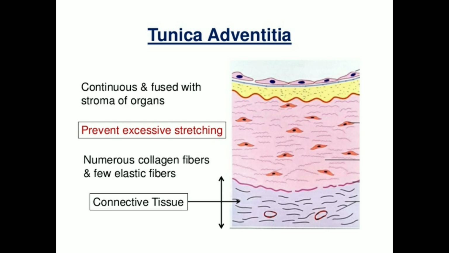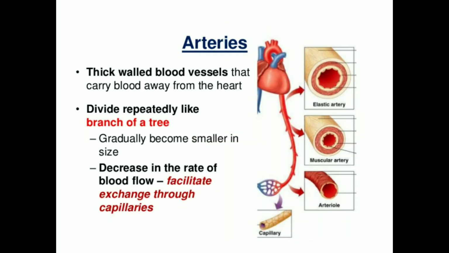Okay. Next, the outermost layer you are looking at is called the tunica adventitia. The tunica adventitia consists of numerous collagen fibers and few elastic fibers. And you can see this part, they are called vasa vasorum. What do we mean by vasa vasorum? I will tell you later. Just now know that vasa vasorum are present.